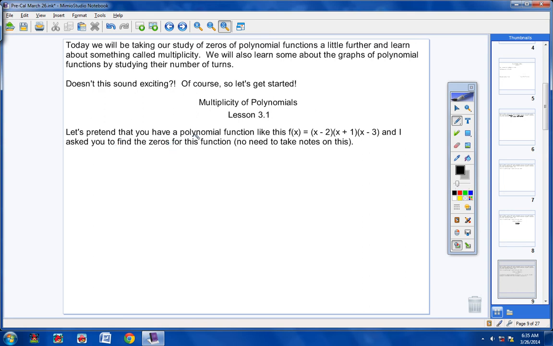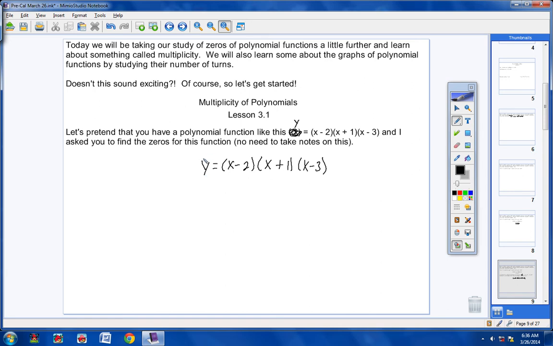Let's pretend that you have a polynomial function like this right here. And pretend that I asked you to find the zeros for this function, okay? Well, no big deal. We know that f of x is really y, so I would have y equals x minus 2. And again, don't take notes on this, just watch. x plus 1, x minus 3. Now, if I ask you to find the zeros for this function, you should know what to do. When I ask you to find the zeros, I'm really asking you to find the what?